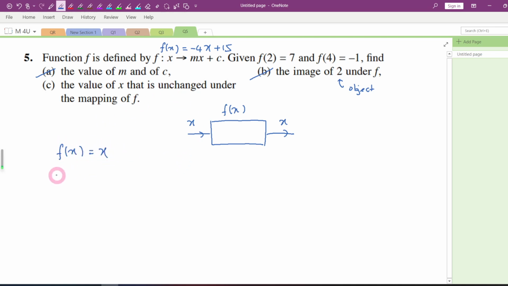Okay, now f of x is equal to -4x plus 15. -4x plus 15 equals x. What you need to do, just solve this linear equation, get the value of x. X plus 4x, so 5x is equal to 15 and x is equal to 15 divided by 5, which is equal to 3. So this is our answer for part C.